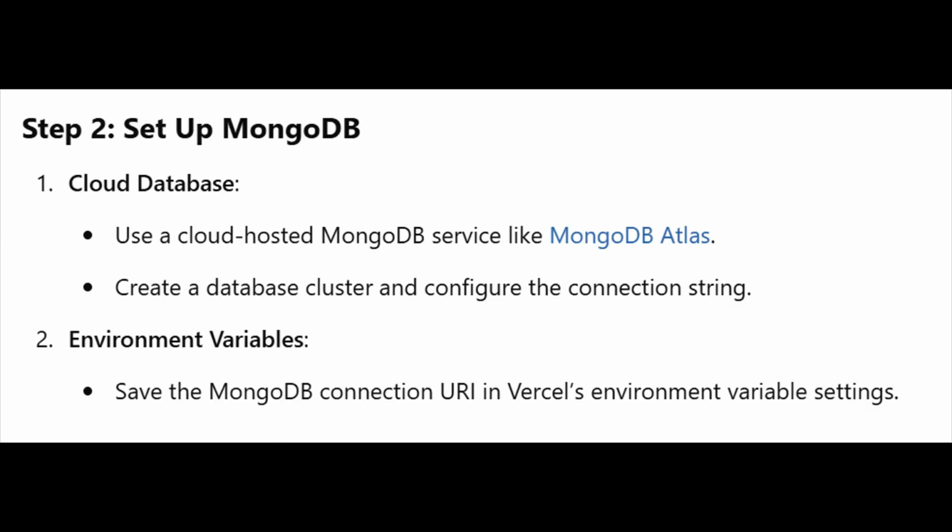Step 2. Set up MongoDB. Cloud database: use a cloud-hosted MongoDB service like MongoDB Atlas. Create a database cluster and configure the connection string. Environment variables: save the MongoDB connection URI in Vercel's environment variable settings.